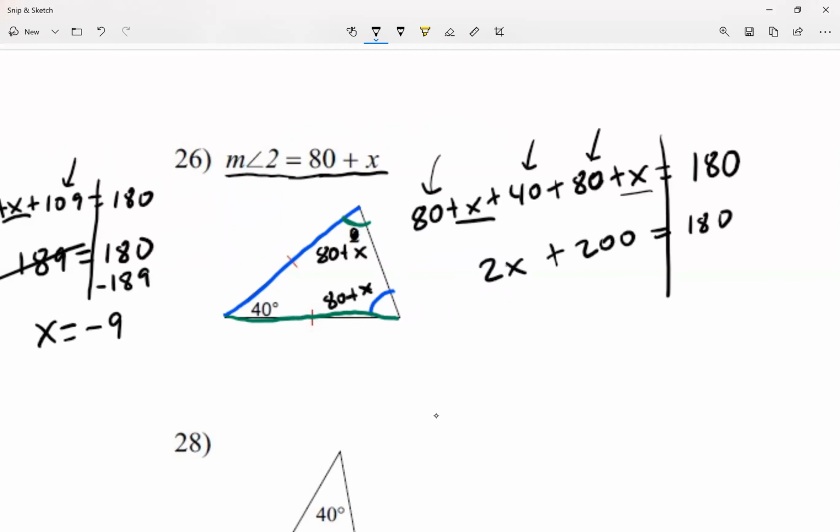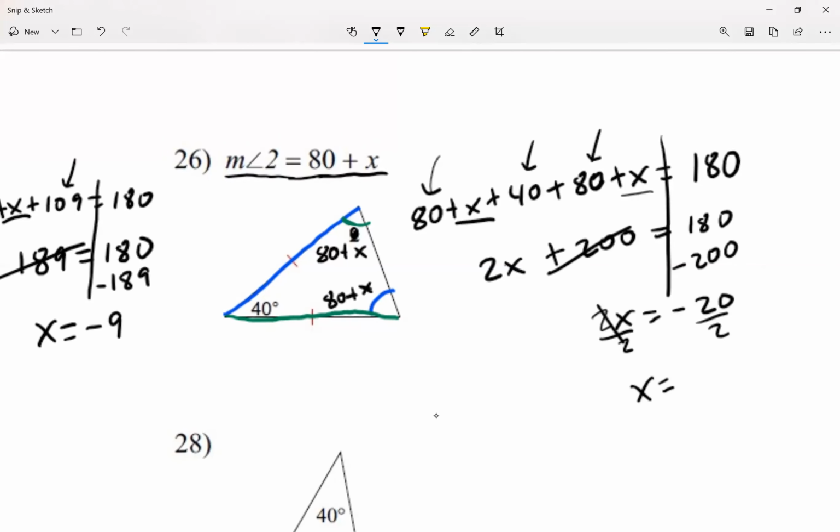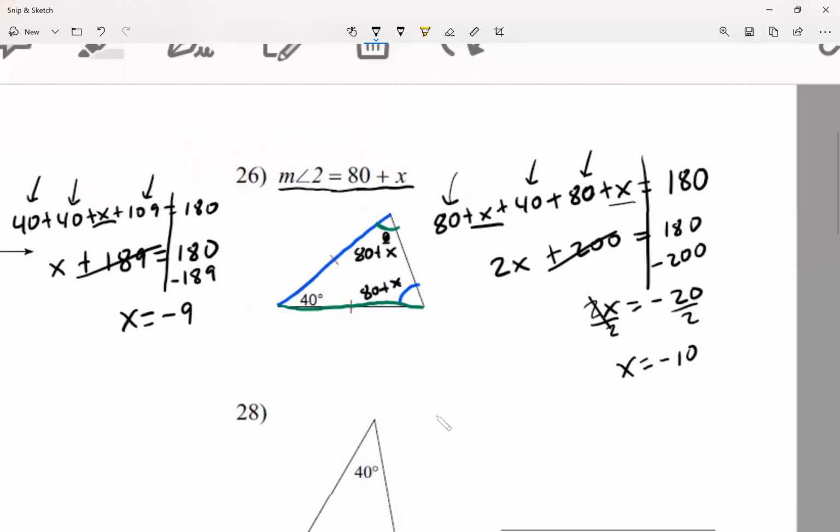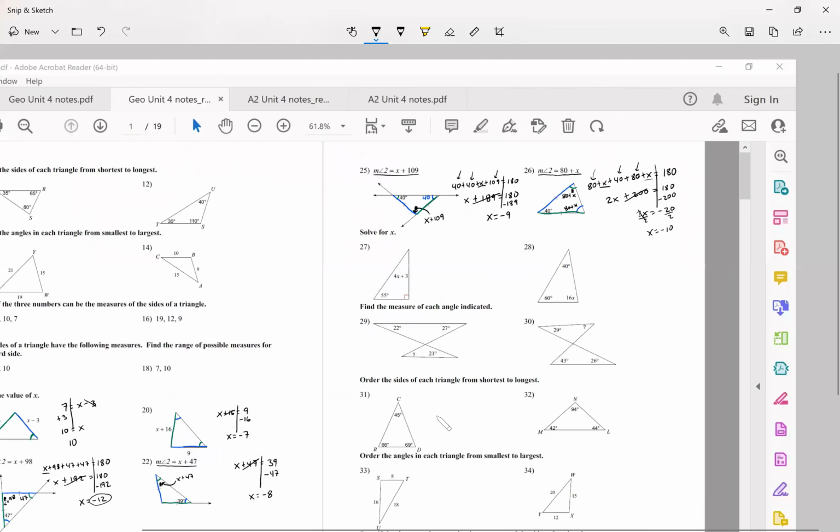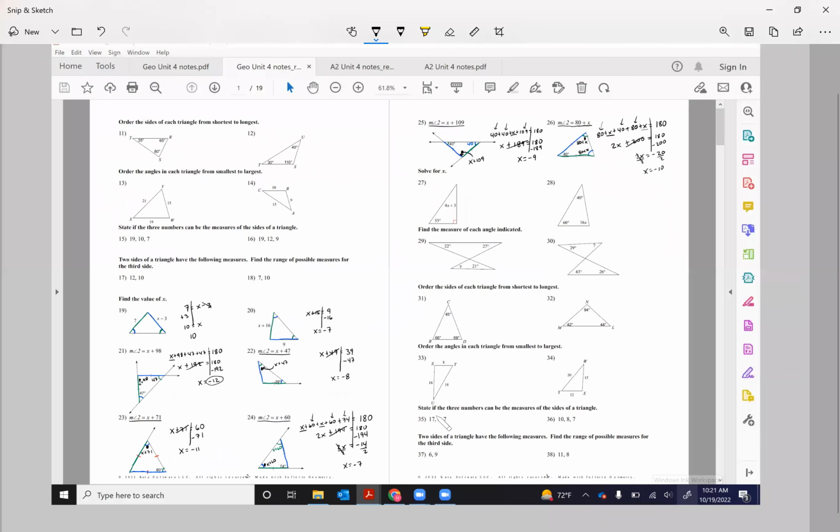I want the 2x by itself. So the plus 200, let me cancel it, as long as I write it on the other side as a minus 200. So I get that 2x is equal to negative 20, right? 180 minus 200 is negative 20. Let me divide both sides by 2. Negative 20 divided by 2 is a negative 10. So x equals negative 10. Pretty cool. Let me zoom out. That's all we did today.